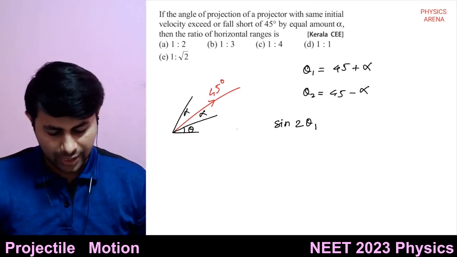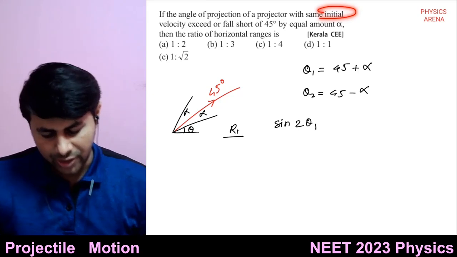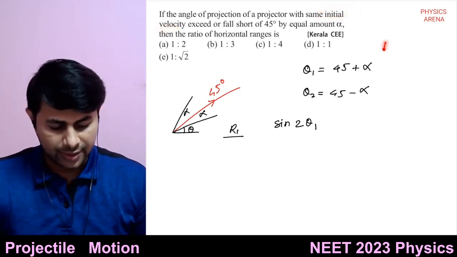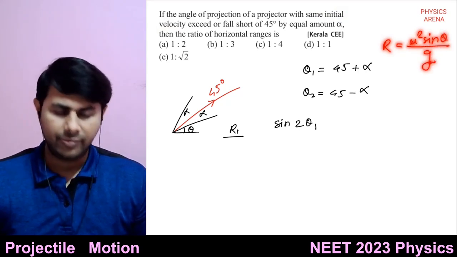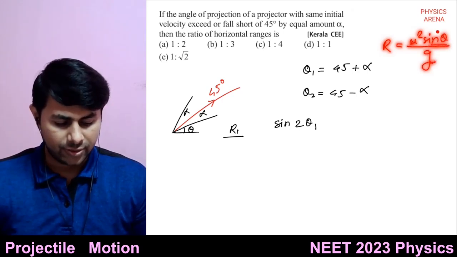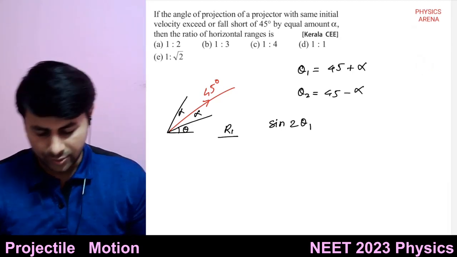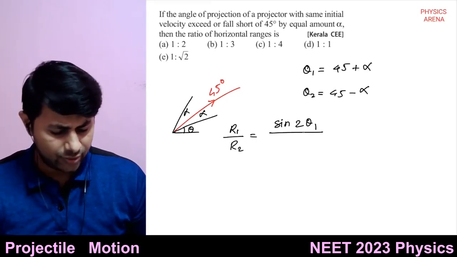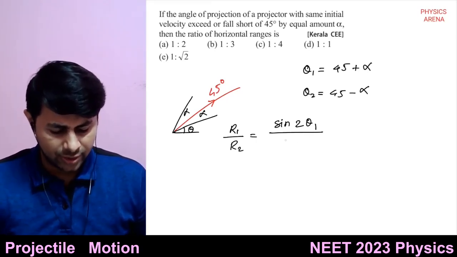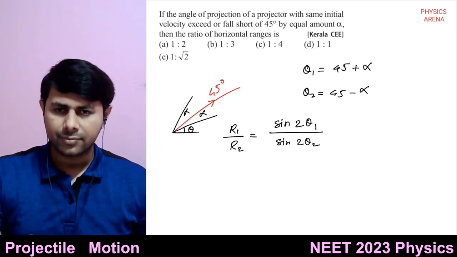Okay, so R1 to R2, because they are projected with the same initial velocity. R is equal to what? U square sine 2 theta divided by g. U is the same, g is the same, so it depends on 2 theta. It depends on theta only. So R1 upon R2 is proportional to sine 2 theta 1 upon sine 2 theta 2. Can I write this? Yes, sir.